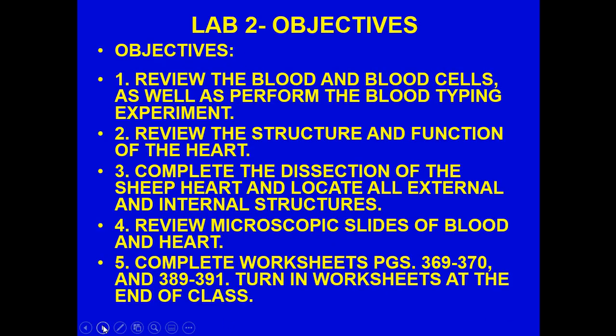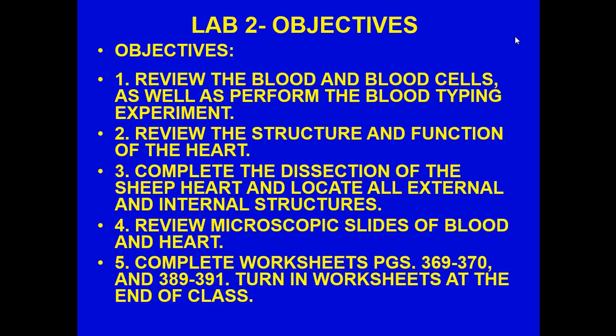Let's move forward. Now, the objectives are to review the blood and blood cells as well as perform the blood typing experiment. Just note that there's no blood typing experiment you are going to do hands-on. There is a video for blood typing, and I want you to be able to review it. You will review the structure and function of the heart. Now, as for completing the dissection of a sheep heart, instead you will have a calf heart, and this will be demonstrated by a series of videos.